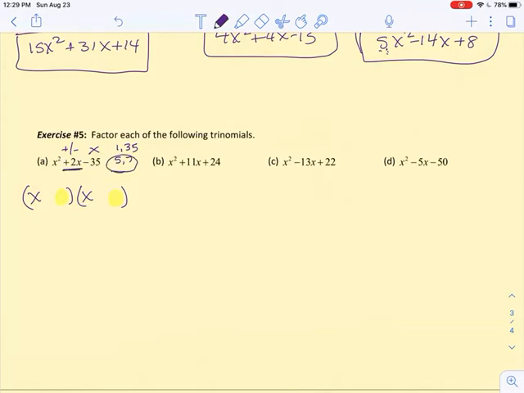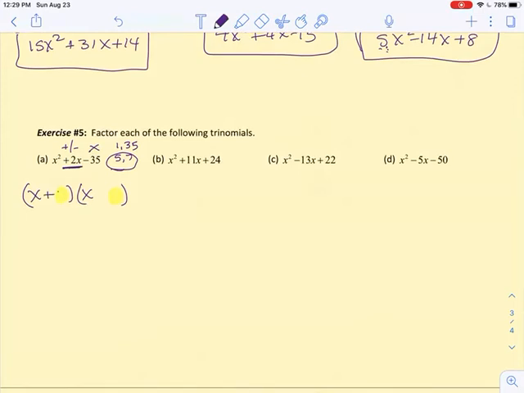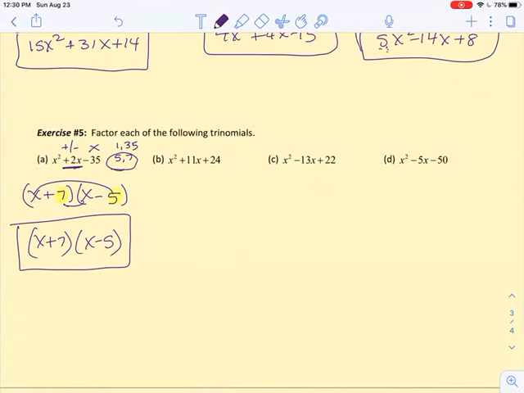How are the 5 and 7 going to give me 2x as a middle term if the 7 is positive and the 5 is negative? Okay, because 7 times negative 5 is negative 35, but yet if you were to multiply these insides and these outsides, the 7x and the negative 5x, that would give you a positive 2x. So this is basically my answer right there, x plus 7, x minus 5. So you're playing around with those factors to figure out what the numbers are.